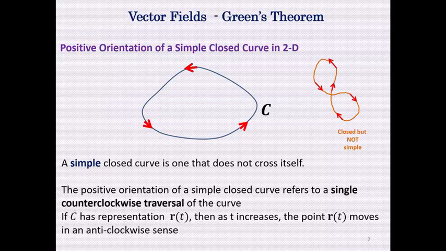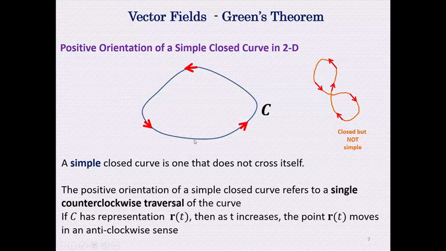Another concept we need before we discuss Green's theorem is the concept of orientation of a curve. Green's theorem deals with closed curves. So first let's talk about the concept of a simple closed curve. A closed curve is simple if it does not cross itself. So this is just an example of a curve that is closed but not simple, simply because it crosses itself at this point.